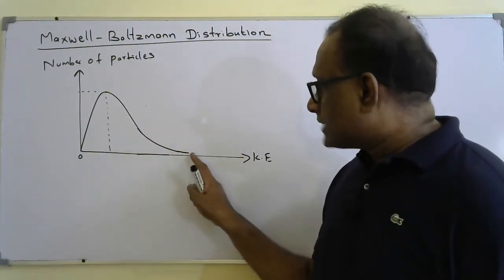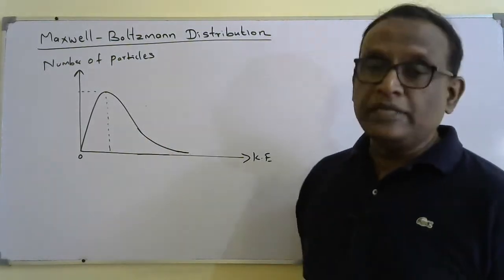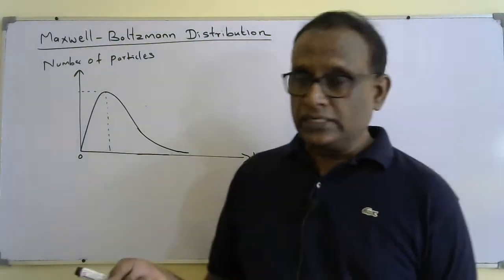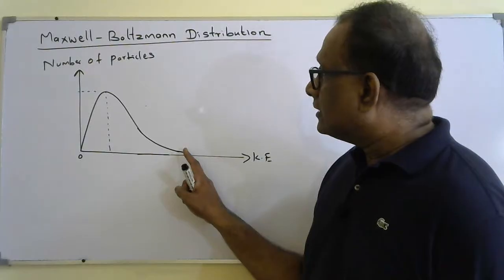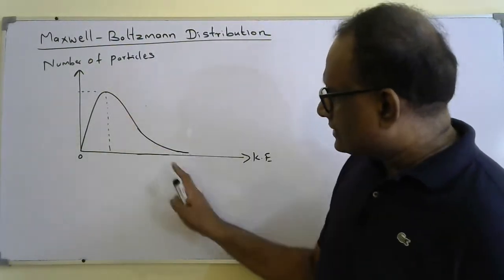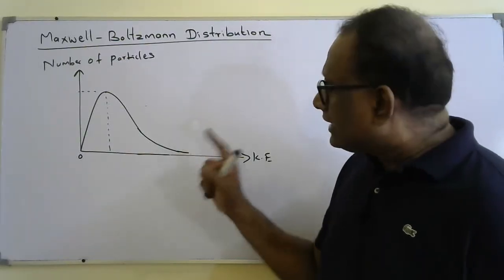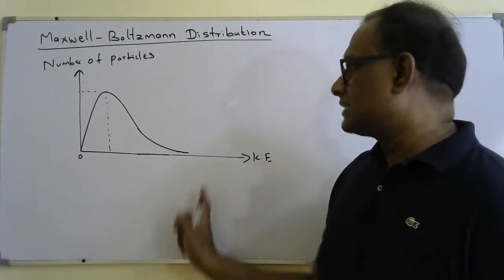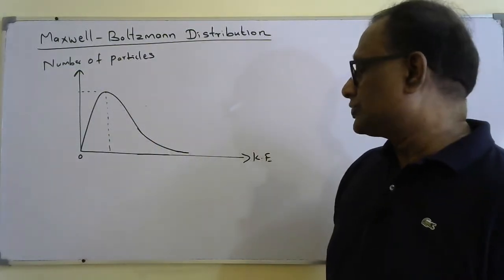The graph becomes asymptotic. That means there is no upper limit for the kinetic energy in the classical model. So you can see the height, the number, there's a y-axis. Only very few particles can have very high kinetic energy. That's the meaning of this distribution.